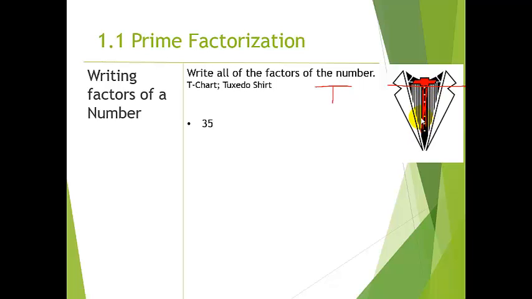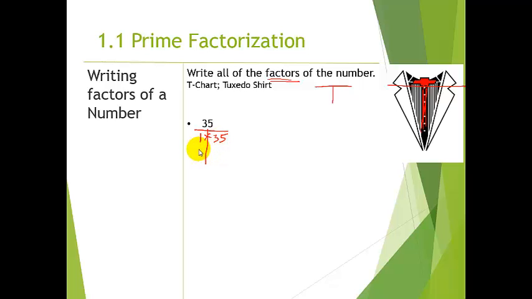Okay. So I want to list all the factors of 35. And I'm going to go ahead and use the T-chart or tuxedo shirt. You could think if you're looking for factors, you want to be fancy with your factors. So always, always, always write down your freebie. 1 times 35. This isn't an even number, so I can't divide it by 2. And 3 times some number. I don't think that goes into it evenly.